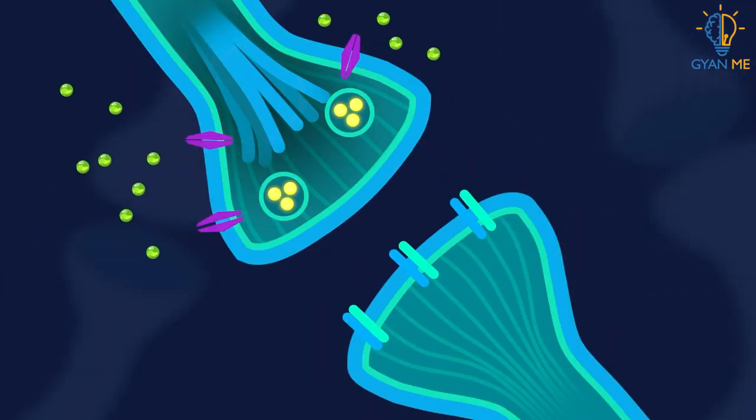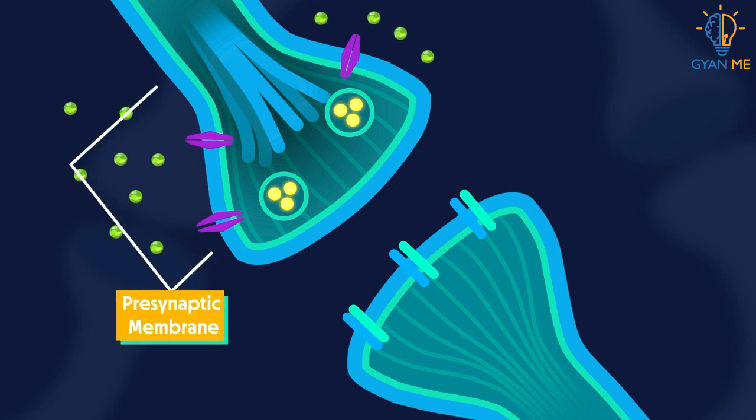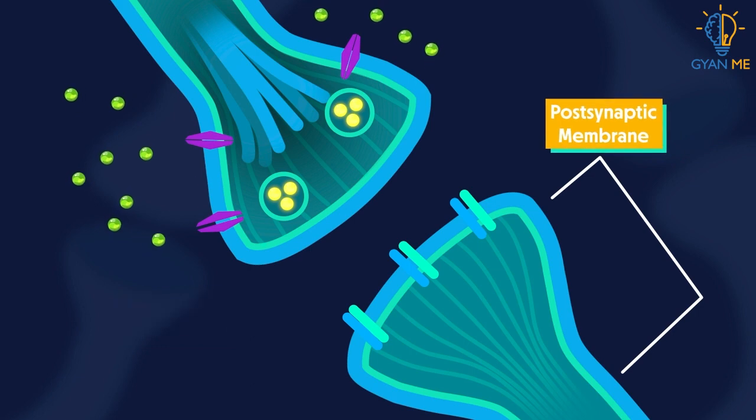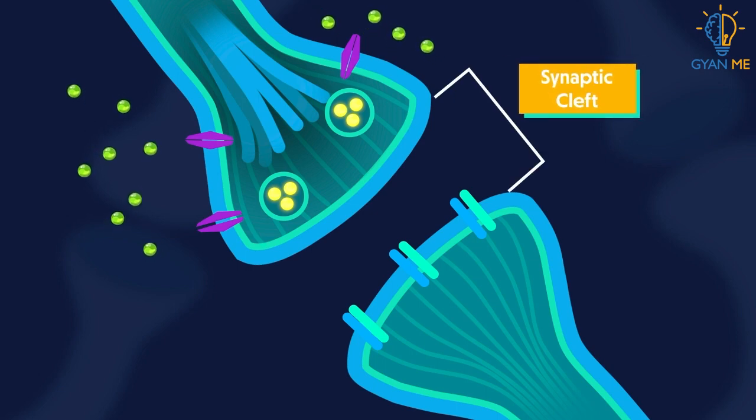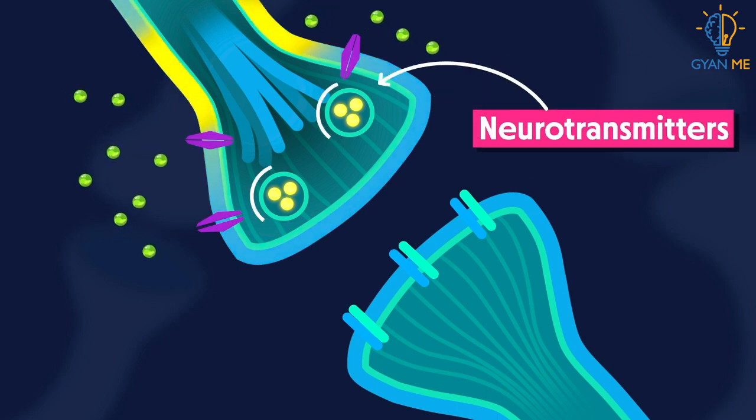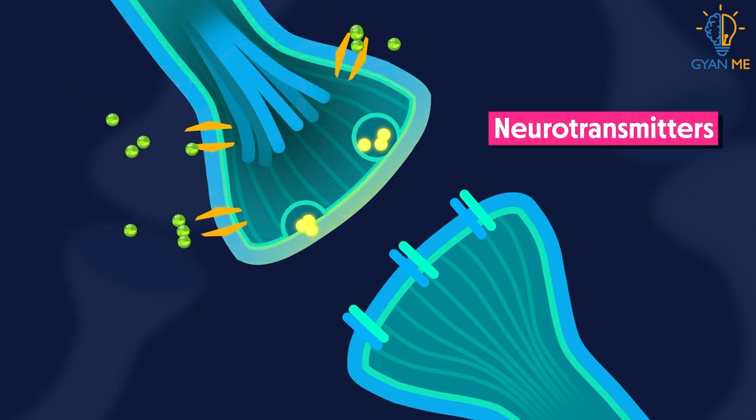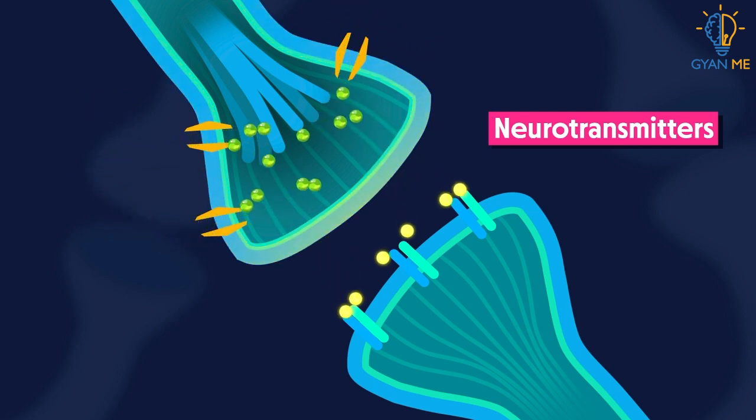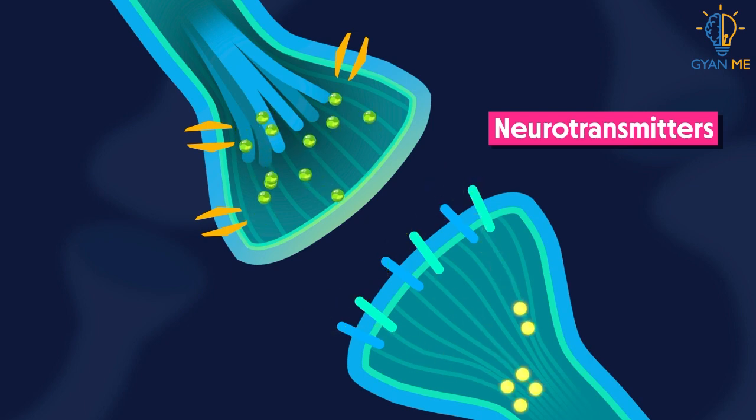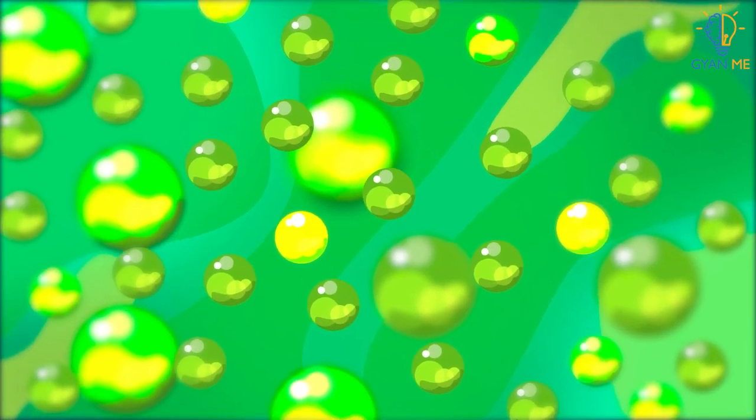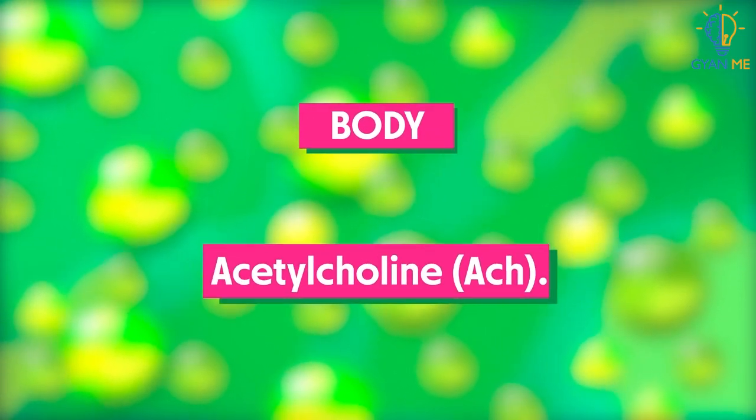The synapse consists of three elements. First, the presynaptic membrane. Second, the postsynaptic membrane, and third is the space between two neurons. It is called the synaptic cleft. Chemical messengers called neurotransmitters are released here. As their name suggests, students, these chemicals are transmitted from one neuron to the other. There are many neurotransmitters in our body, one of which is acetylcholine.